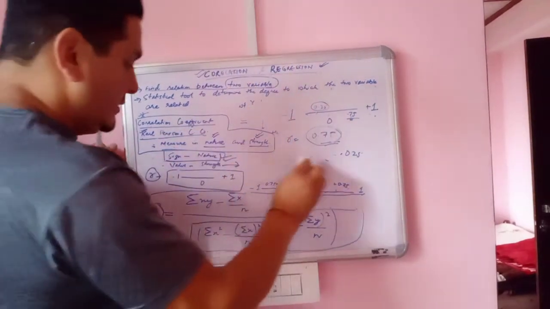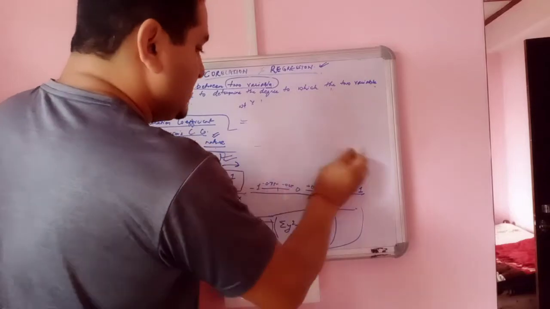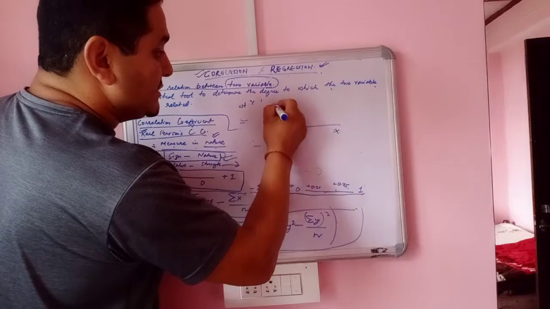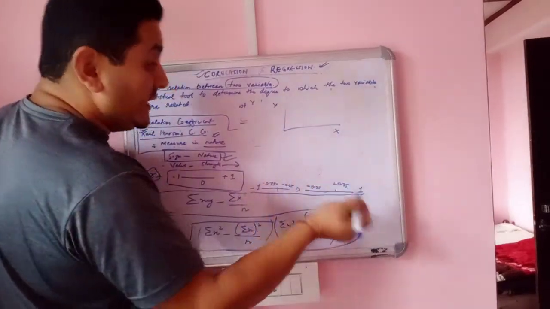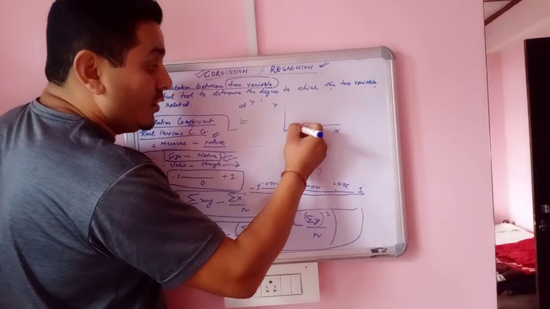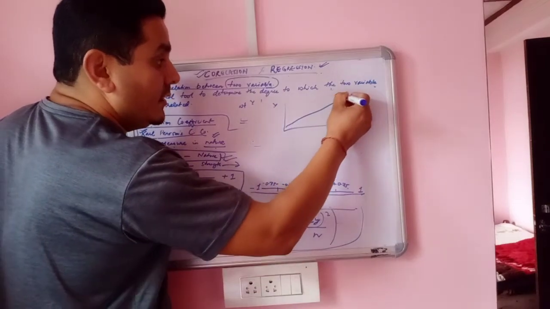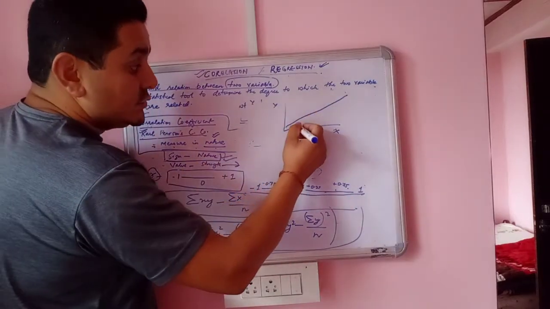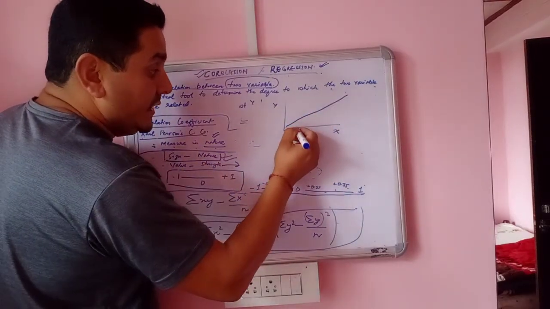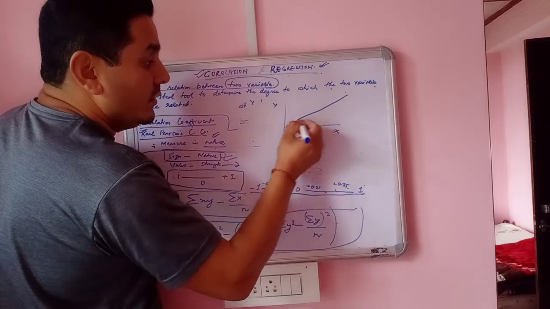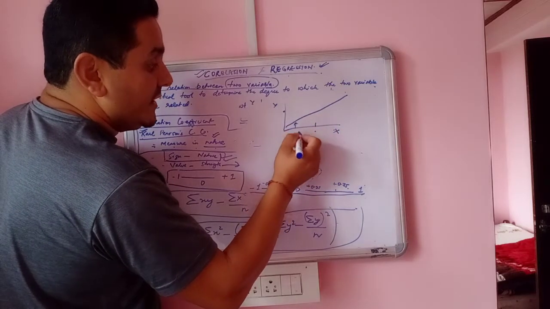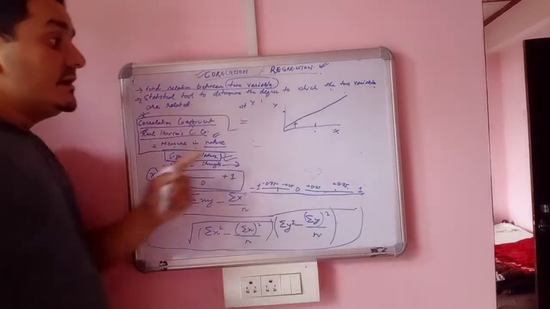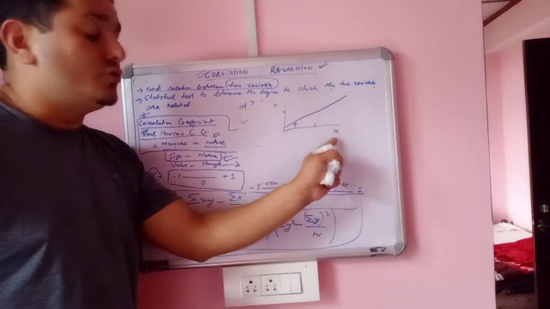I'll just make another thing to explain a little how positive and negative correlation look. Say for example, this is the value of x and this is the value of y. When we do regression, we draw a line. If after calculating you get a graph like this, with the increase of one variable, another variable also increases. So if the graph goes like this, there is a strong positive correlation between the two variables.